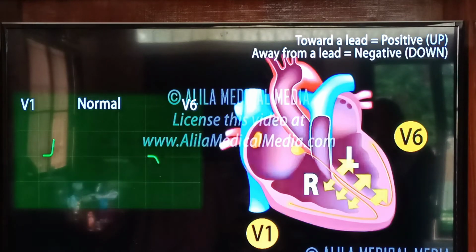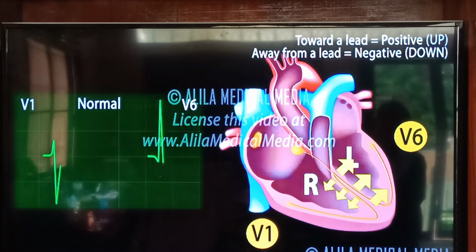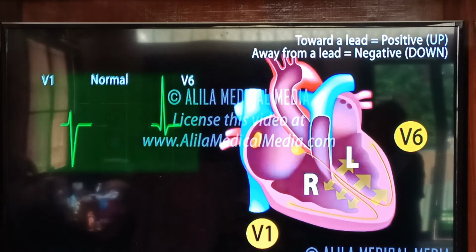The signals then move both directions to the two ventricles, but as the left ventricle is usually much larger, the net movement is to the left, away from V1, toward V6. This corresponds to a negative wave in V1 and a positive wave in V6.